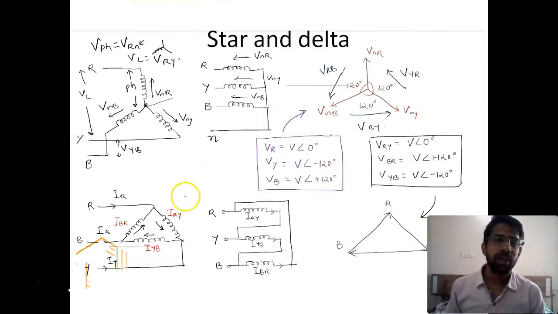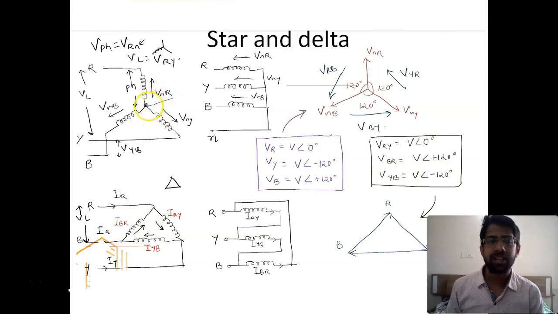Now let us see what a delta connection is. A delta connection looks like a delta, and each branch consists of a load. Now, from the basic definition, the current flowing across the load is known as the phase current, and the voltage across the load is known as the phase voltage. Here we can see the currents passing through the load are combinations of different line currents. Also, the line voltage is equal to the phase voltage, which was not the case in the star connection.